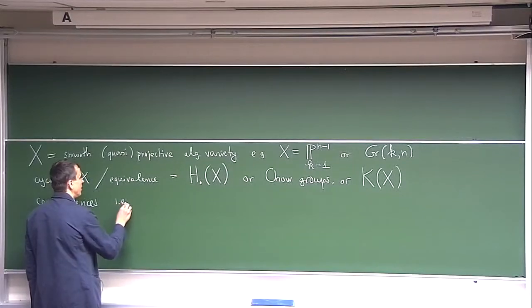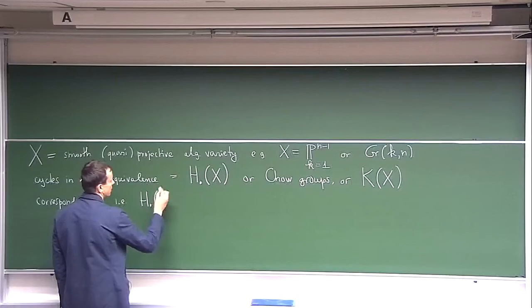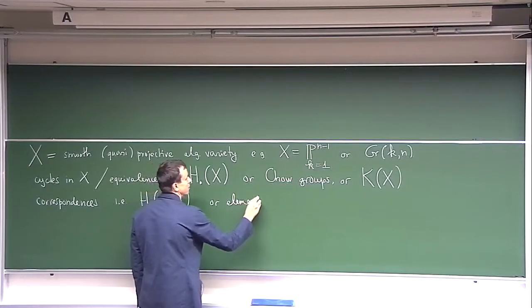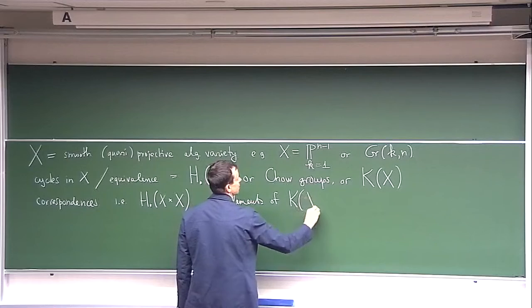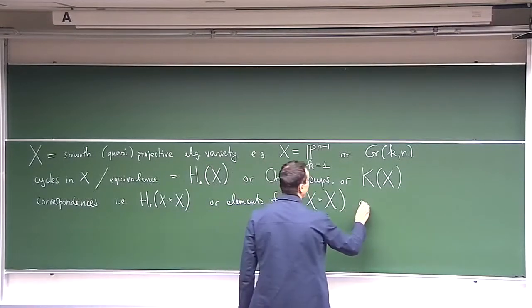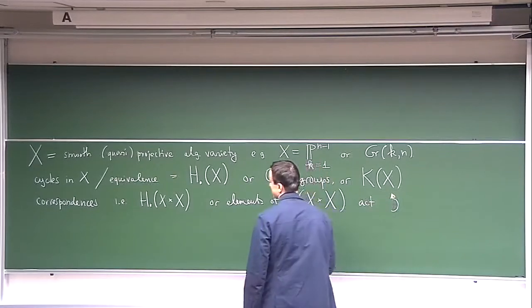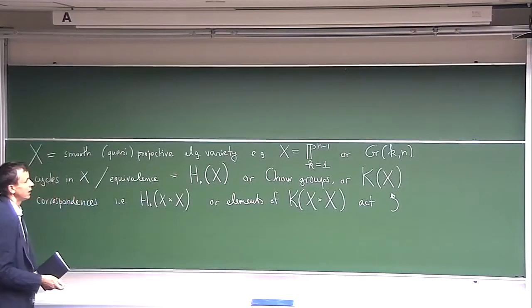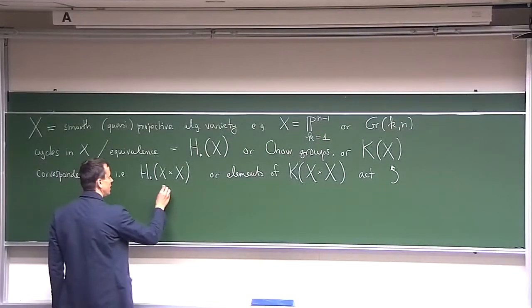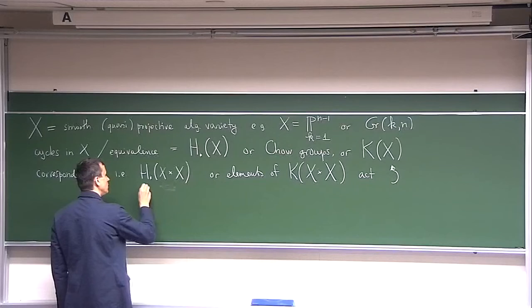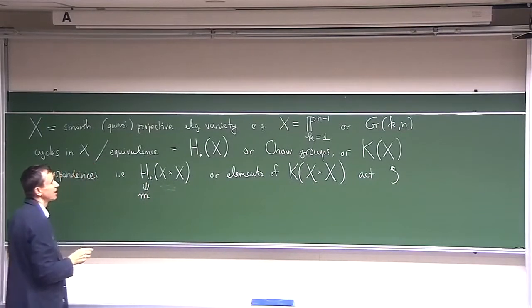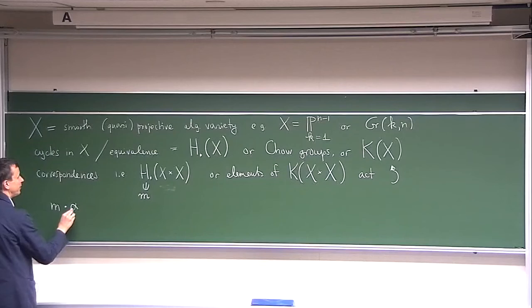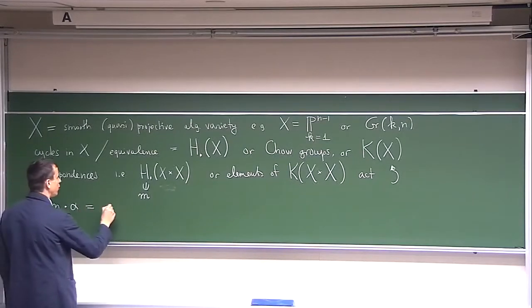So i.e. you can take homology classes on the product with itself, or elements of K of X cross X, and they act on K of X itself. And so how does a cycle on the product act here? Well, if I have a cycle on the product, which I'll denote M, like a matrix, and I'd like to apply the matrix to some element alpha, what do I do? I pull back.